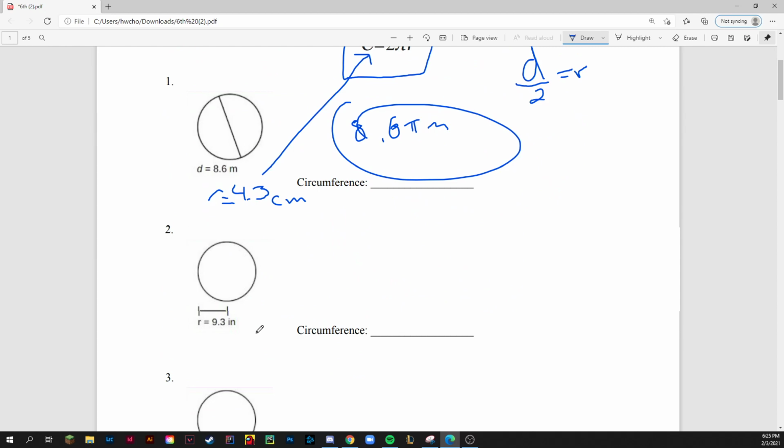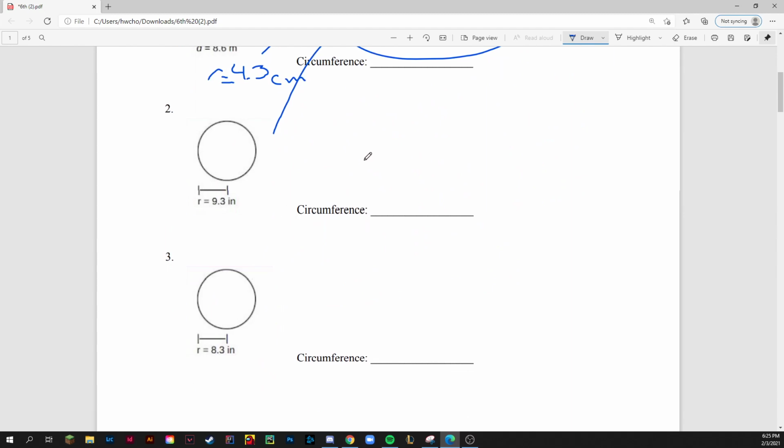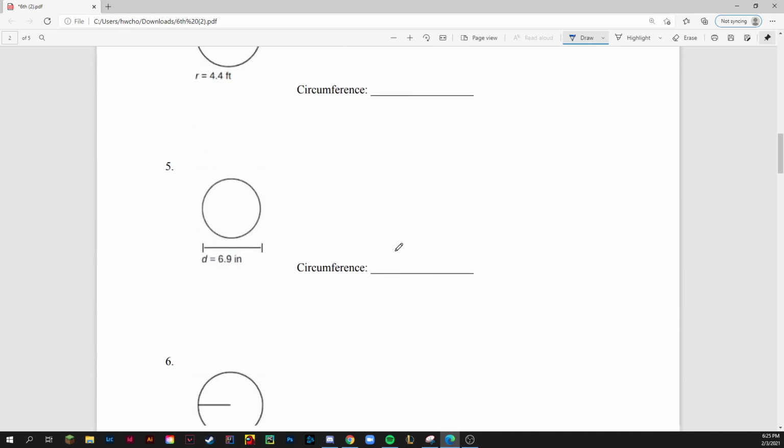Number 2 is a little more simple. Instead of being given the diameter, you're given the radius. You just plug it into the formula right here, like you did for the other one. 9.3, so that becomes 18.6 pi inches. Make sure to label. And the next page is the exact same.